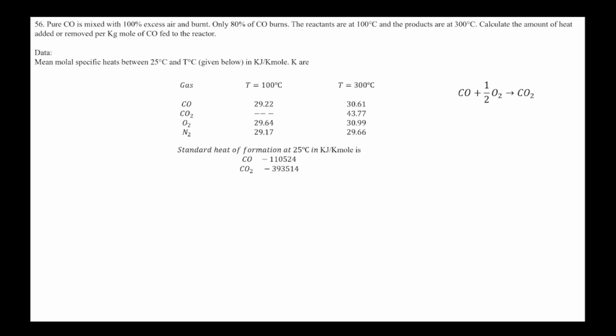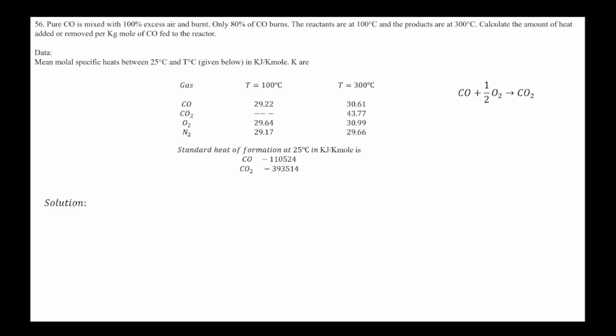This is an important question. Pure CO is mixed with 100% excess air and burned. Only 80% of CO burns. The reactants are at 100 degrees Celsius and the products are at 300 degrees Celsius. Calculate the amount of heat added or removed per kilomole of CO fed to the reactor. So we are feeding 1 kilomole of CO.